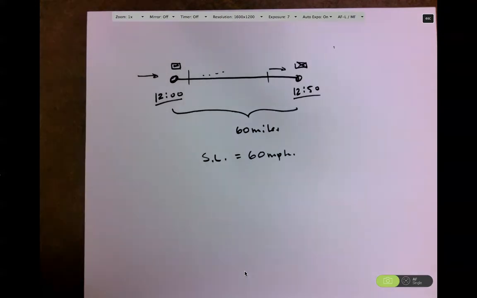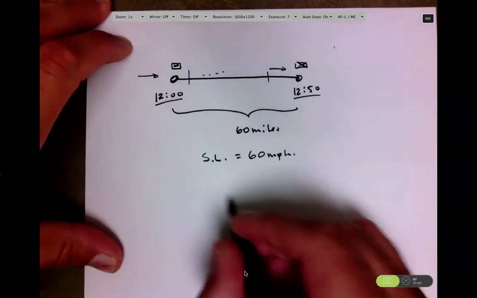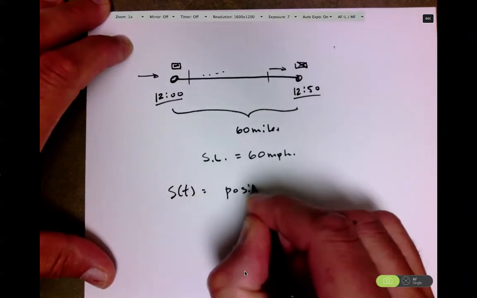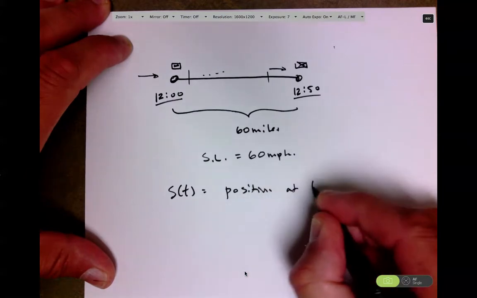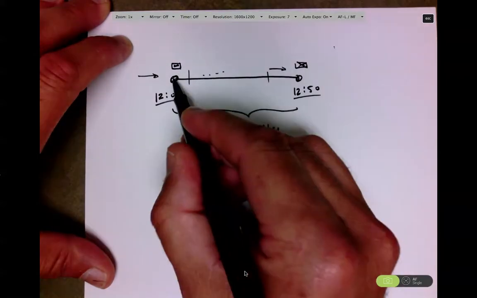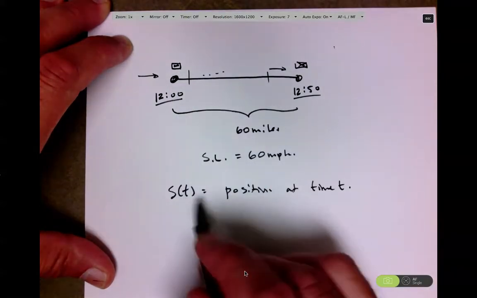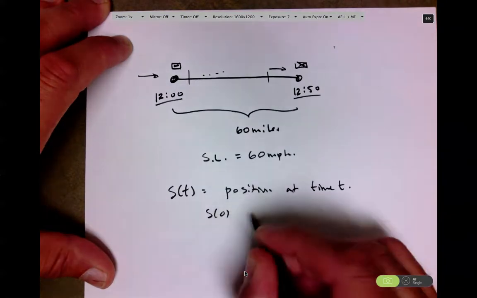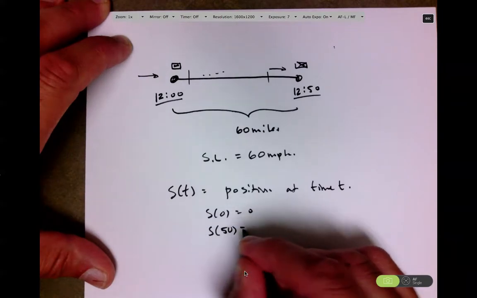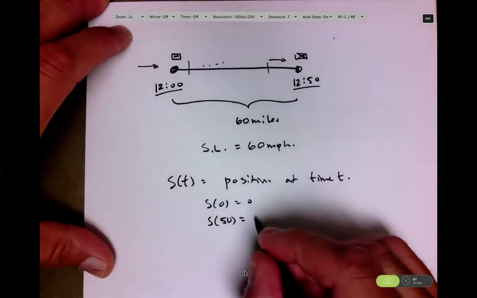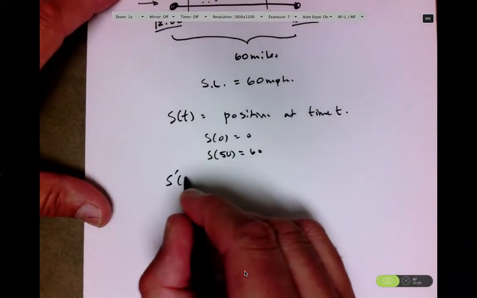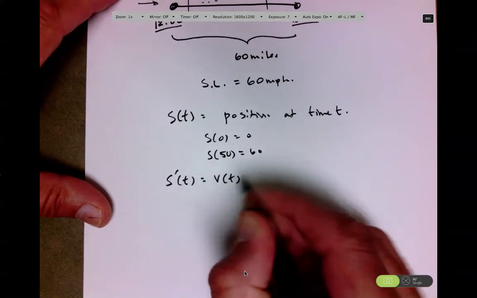All right, so if we apply the mean value theorem, first of all, let's say that S of t is the position at time t. Okay, so we'll say t equals 0 here. So S of 0 is going to be equal to 0. And we'll say that S of 50 minutes later is going to be equal to 60 miles. Then if we talk about the derivative of that, the derivative of the position is going to be the velocity.